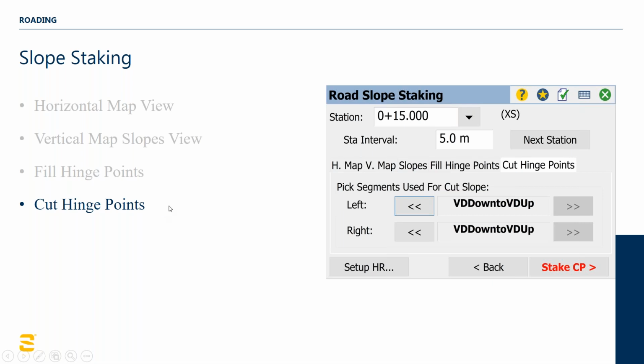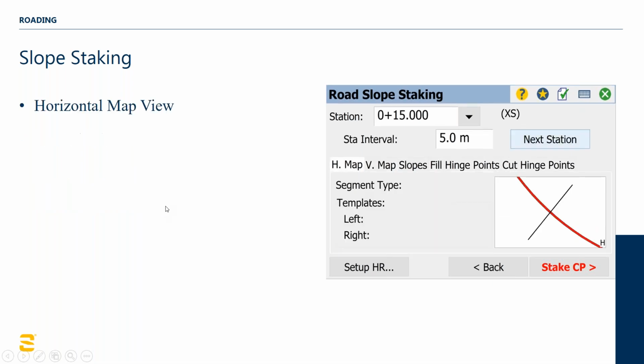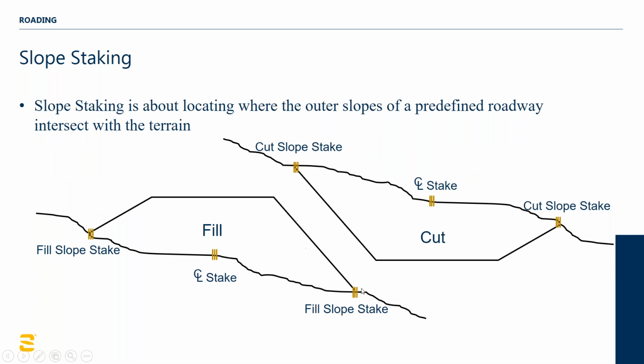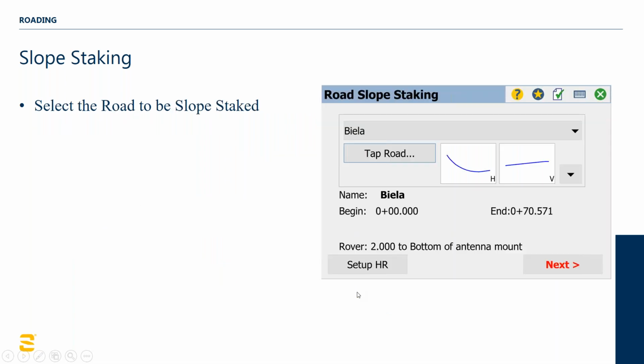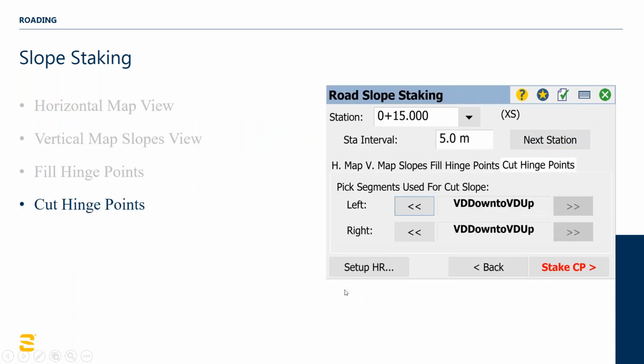And same thing with the cut hinge points. Going back again, what we're talking about are these points right here. This is a cut hinge point. This is a fill hinge point. Where does this point begin so that my 45 degrees of slope goes, and where does that 45 degree slope hit the ground? That's what we're trying to do here, and that's what these parameters are about.